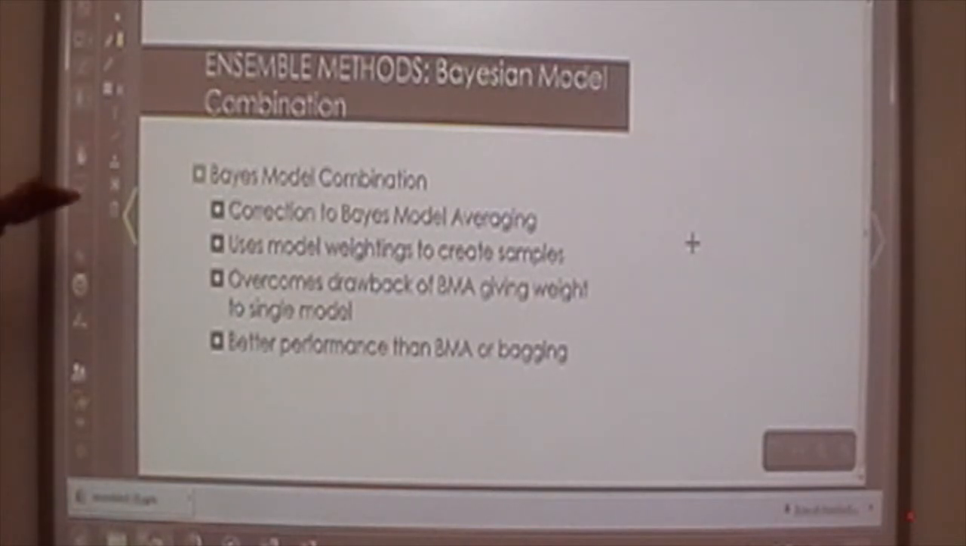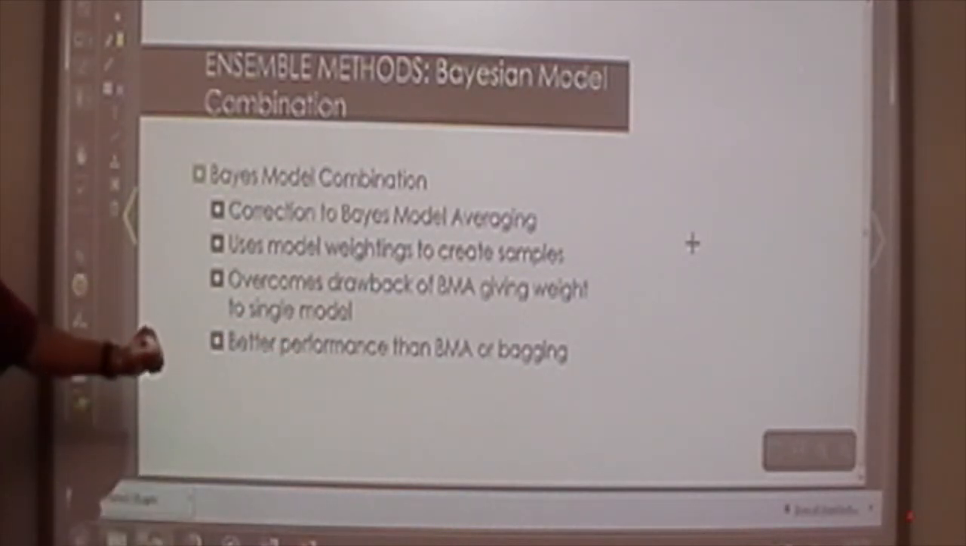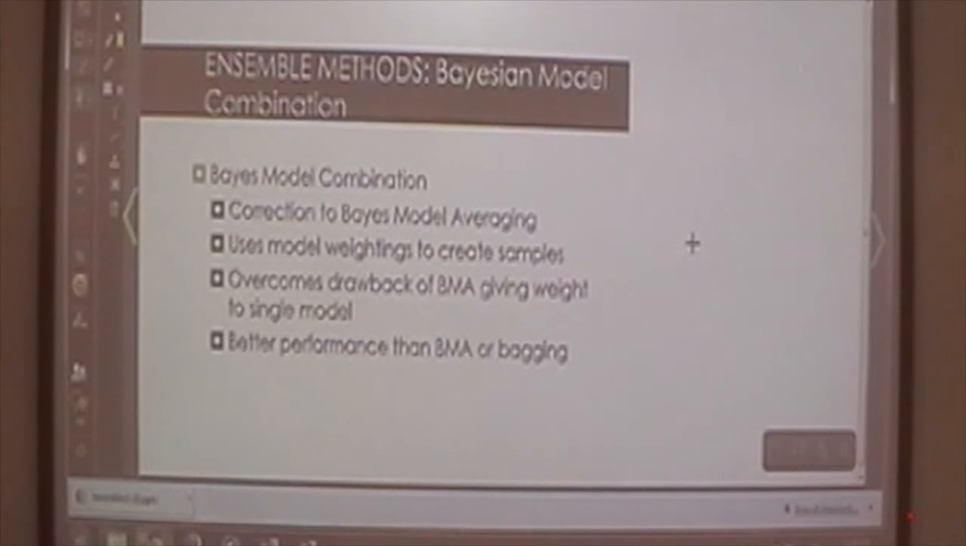So finally, Bayes model combination is a correction to Bayes model averaging. It uses model weights to create your samples, and it overcomes the drawback of Bayes model averaging, which gives extra weight to single models that it shouldn't. And now it actually does give better performance than bagging or Bayes model averaging. So modifications help there. And I kind of went through that really quickly at the end.